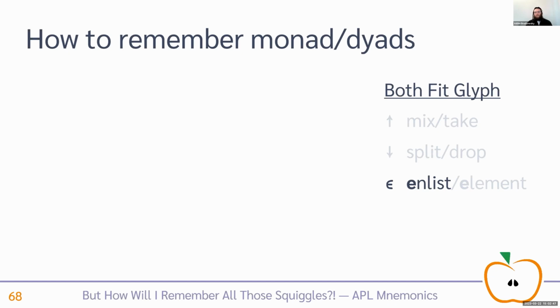What does it mean, enlist? Make something into a list. Here is our list of lists, or vector of vectors from before. And enlist joins all the elements into a single simple list. That's enlist for you.